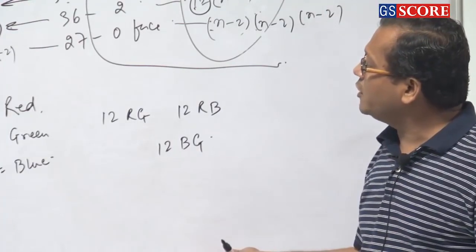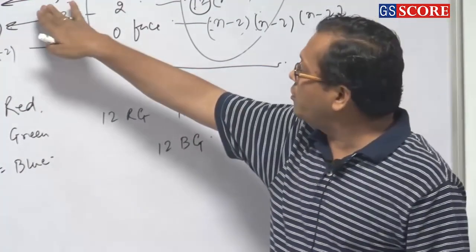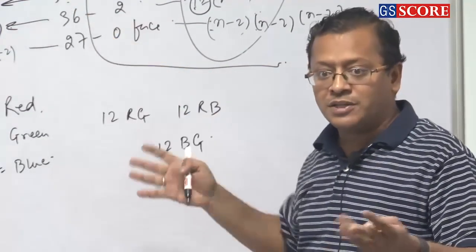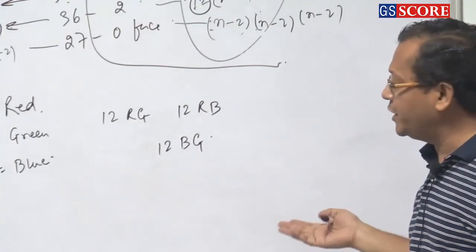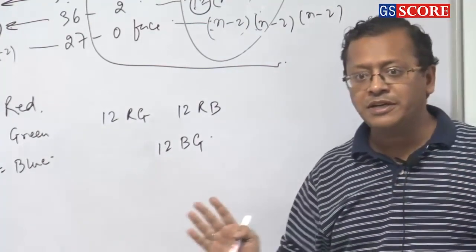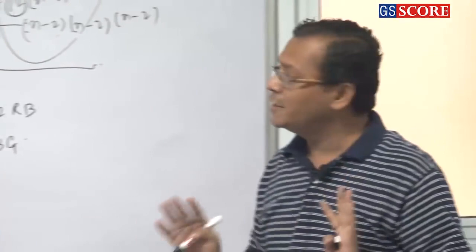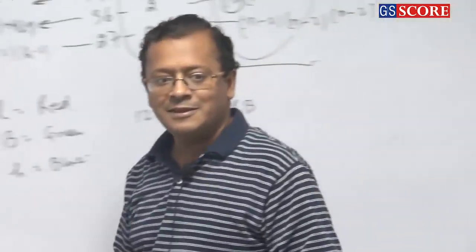How many cubes are having one face painted? Total, how many cubes are having one face painted? 54. So 18 cubes are having red color, 18 cubes are having blue, and 18 cubes are having green. Easy or not? You just distribute it in 3 halves. Now 3 is further divided into 3 parts, and 8 cubes are having 3 faces. That's it. It's a cakewalk.